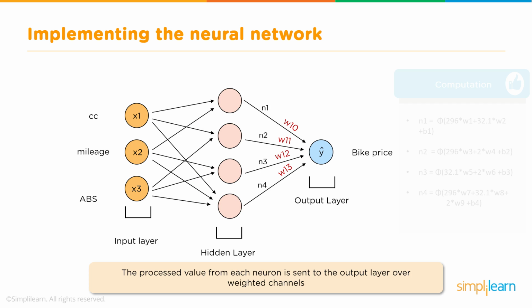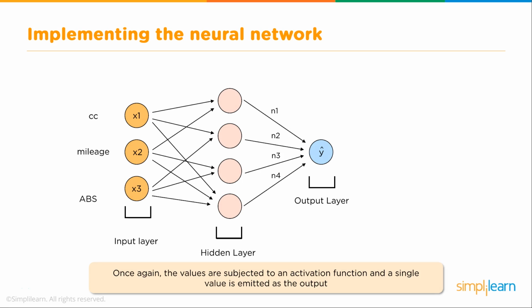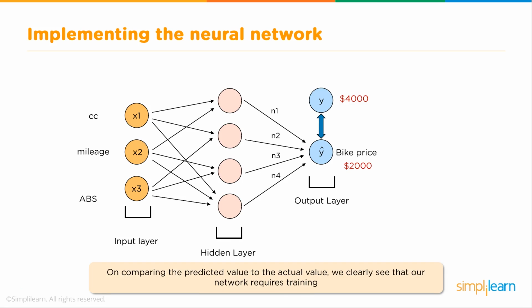The processed value from each neuron is sent to the output layer over weighted channels. So again, here are our weights coming in, and we have N1, N2, N3, and N4. Once again, the values are subjected to the activation function, and a single value is emitted as the output. On comparing the predicted value to the actual value, we clearly see that our network requires training.